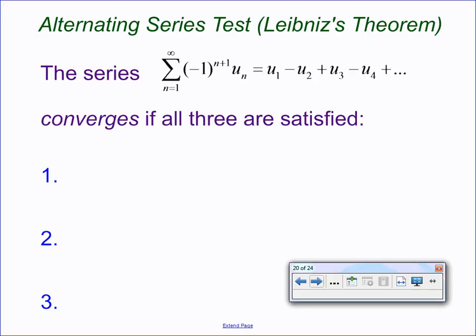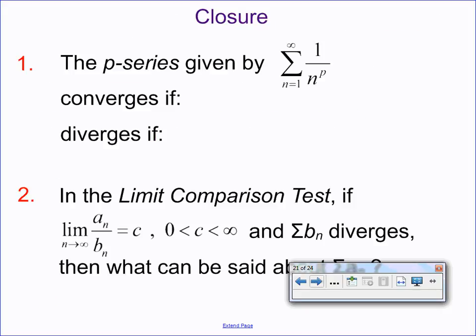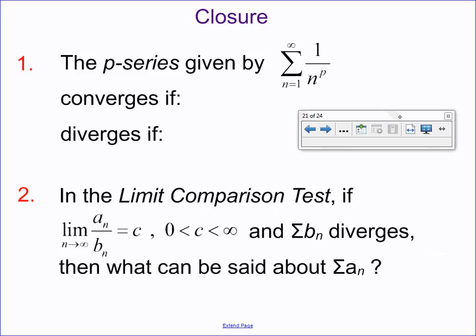All right, let's close up for the day. The P series given by the series 1 over n to the p converges if blank, diverges if blank. Don't say it out loud. Written response in every way, please, and be ready to share.